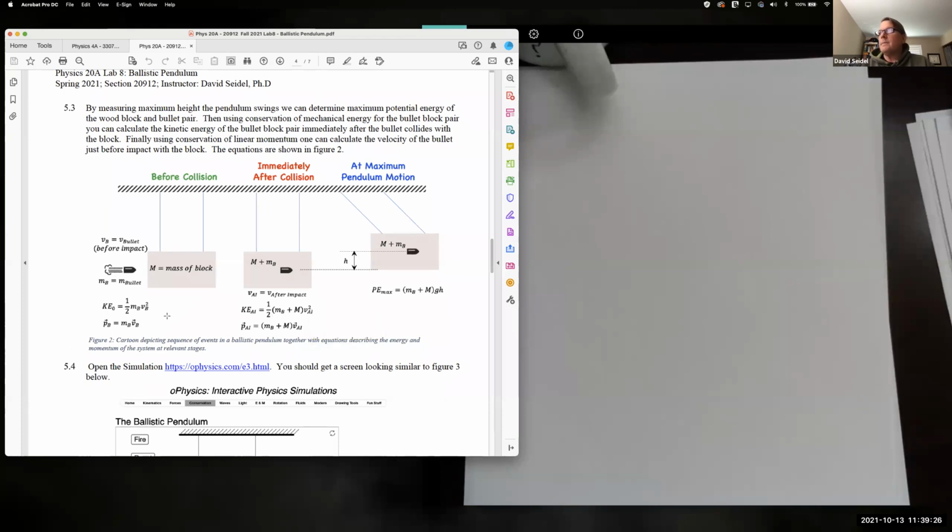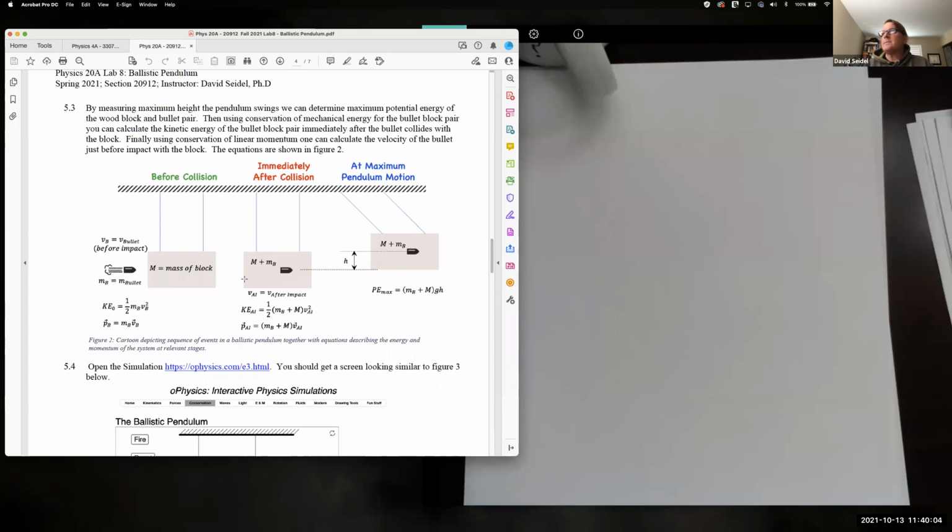And the momentum is equal to the mass of the bullet plus the mass of the block times the velocity after impact. Now, the momentum before collision has to equal the momentum after collision. The kinetic energy before collision does not equal the kinetic energy after collision. Okay, it's completely inelastic, so those are not equal. But momentum is always conserved. So the momentum before collision and after impact is conserved.